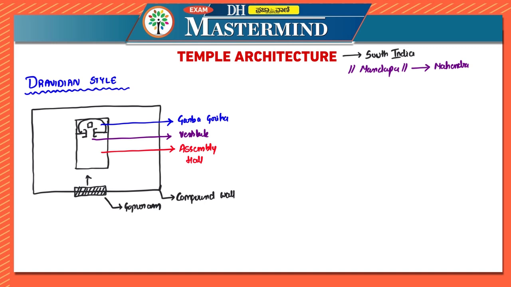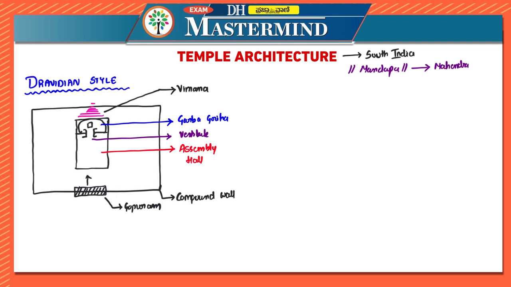Now, when we look at the top of the temple, I'll draw it in pink color. So this is how it was. And this structure is called Vimana. Whenever you see Vimana, it is temple architecture of South India in the Dravidian style.